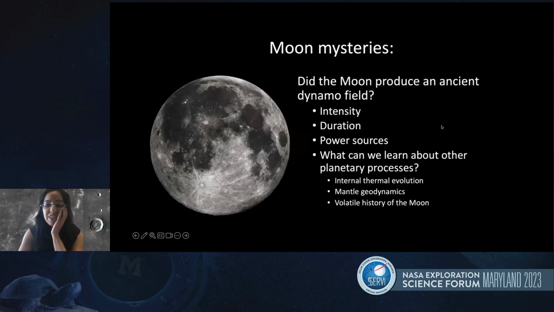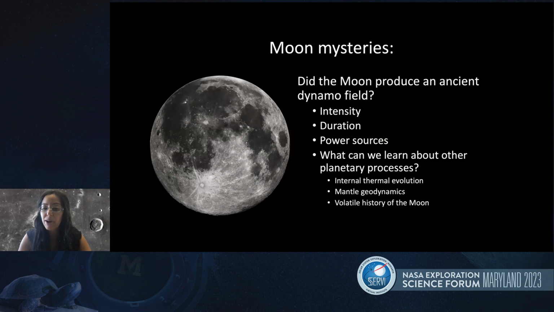So hello, everyone. Today I'll be talking a little bit about the lunar paleomagnetic record. Whenever we want to conduct magnetic studies of the moon, we're really interested in figuring out, did the moon produce an ancient dynamo field? And if so, what were the intensity, duration, and power sources associated with that field?